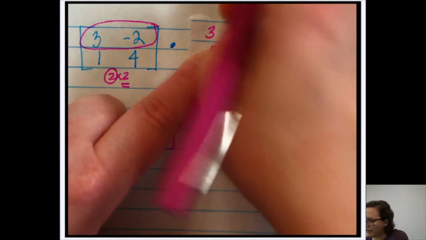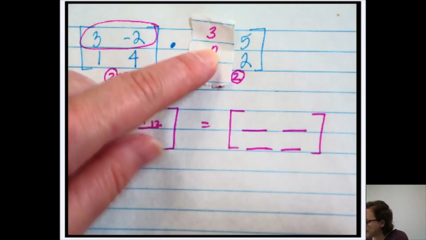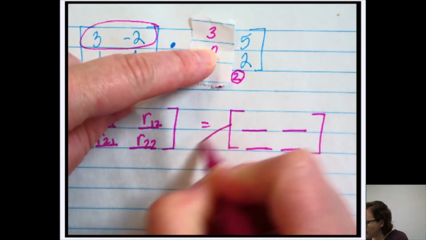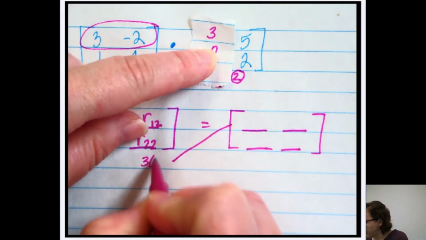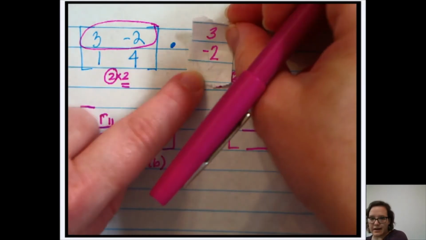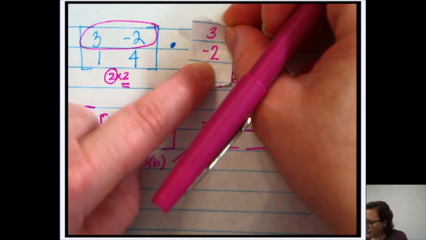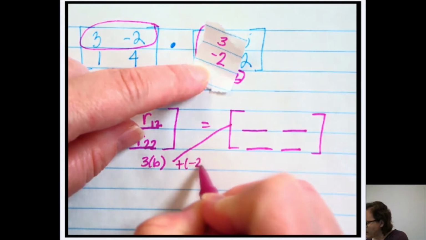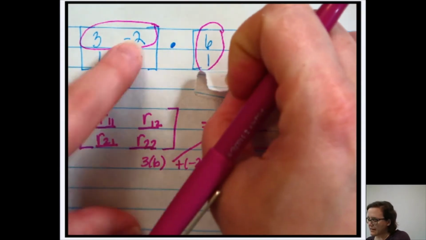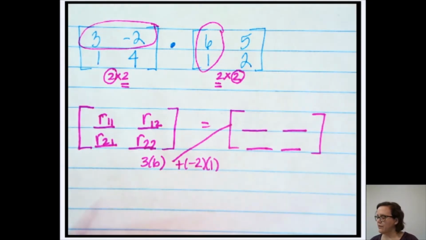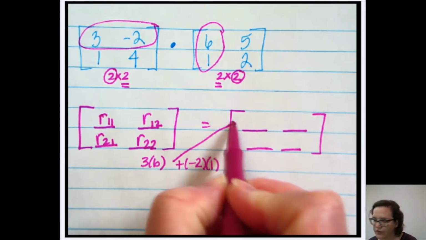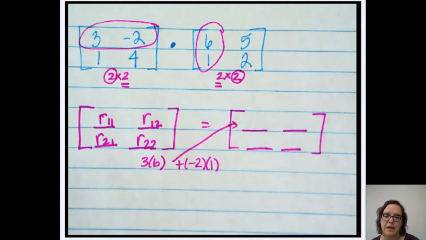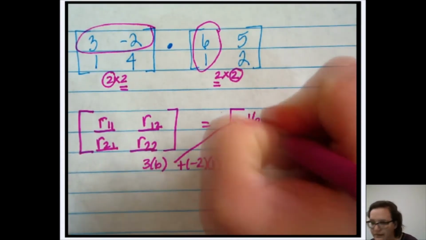Okay, so we have a 3 and a 6. Okay, so this is 3 times 6. And then I have the -2 and the 1. Okay, and I add those together. So I have the 3 times 6 and the -2 times 1. I add those together and that gives me this first element. Okay, and so what would that be? That'd be 18 minus 2, which is 16.